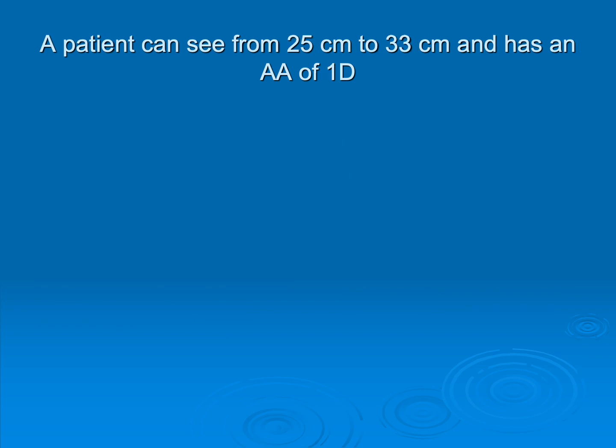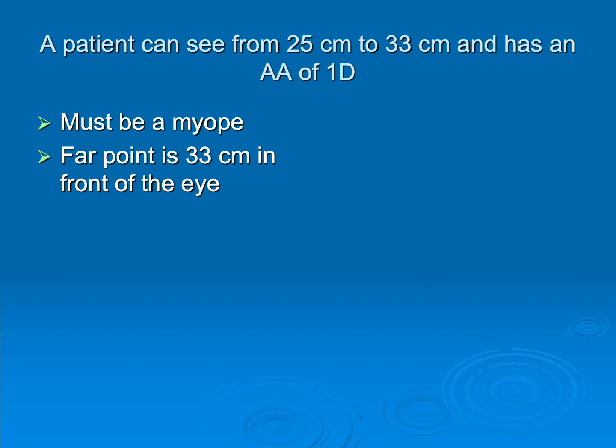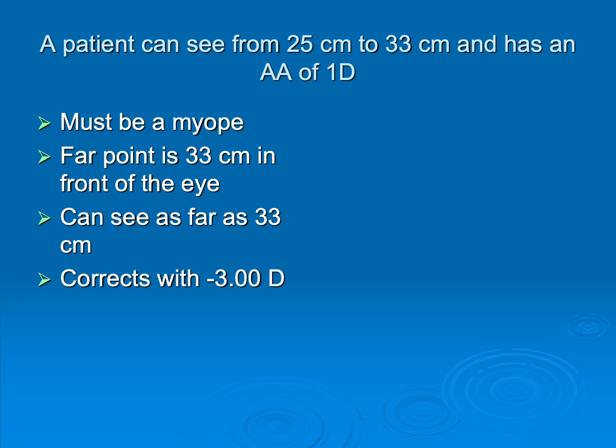Let's work another one. Here's someone that can see 25 to 33. Ooh, they're not seeing to infinity, so we're not dealing with hyperopes anymore. This is a myope, and they have an accommodative amplitude of 1 diopter. So I know it's a myope. And let's see, where's that far point going to be? They can see as far away as 33 centimeters, so that tells me where the far point is. And if they have a far point at 33 centimeters, they must be a -3. So if they're a -3 myope, that's how much they're getting for free.